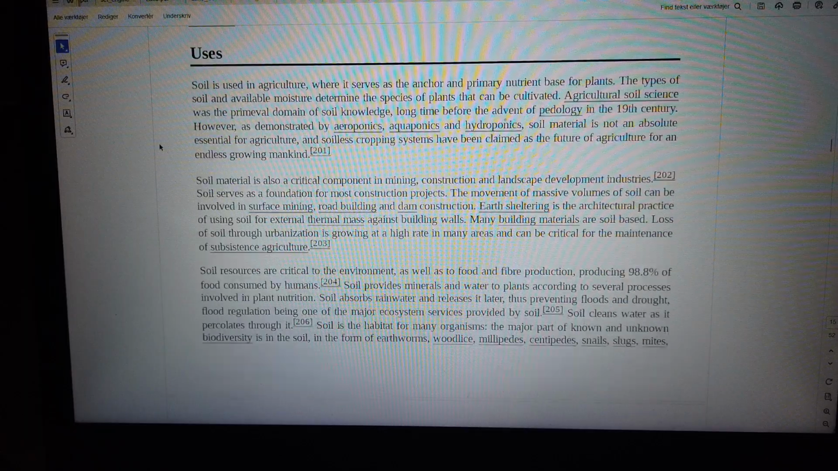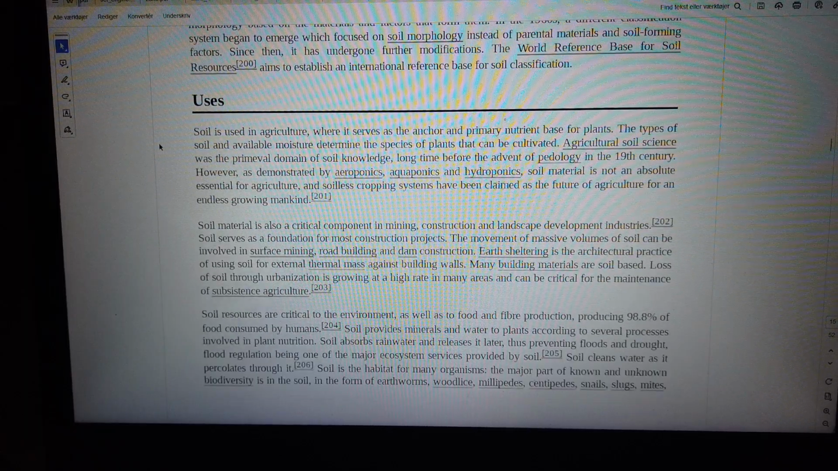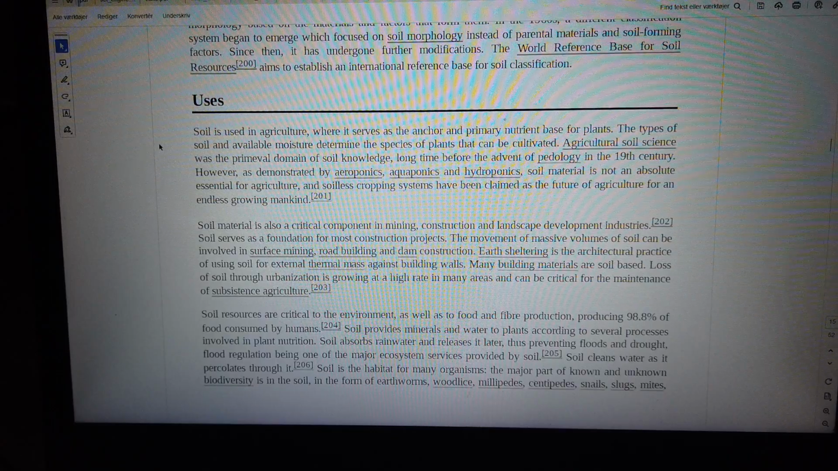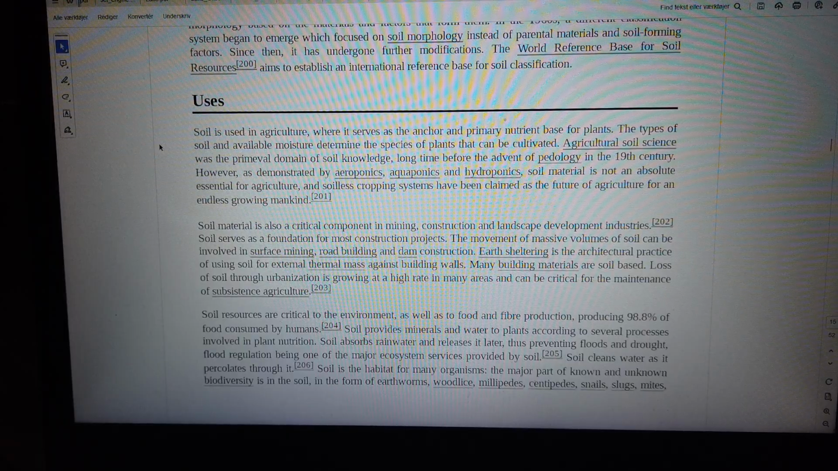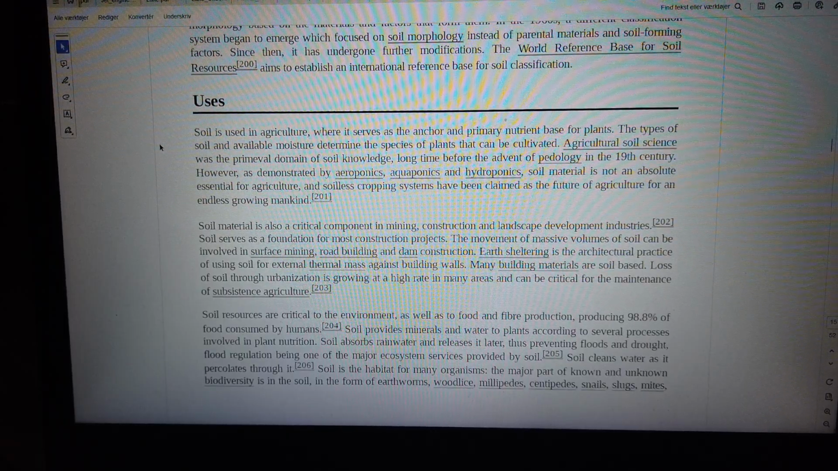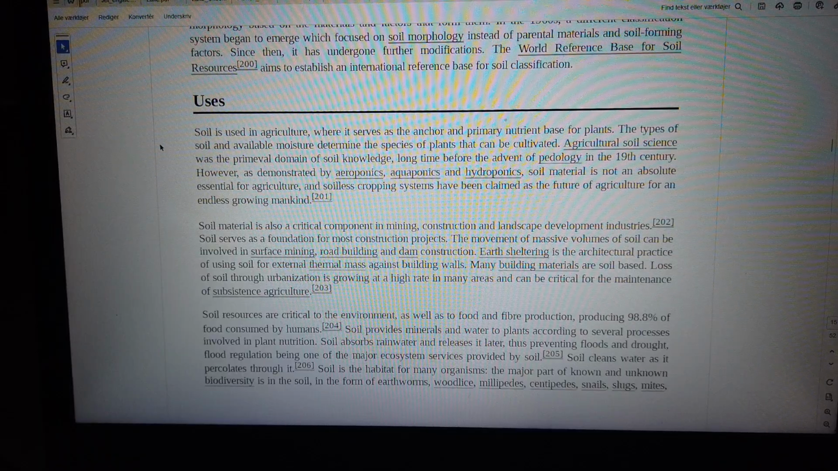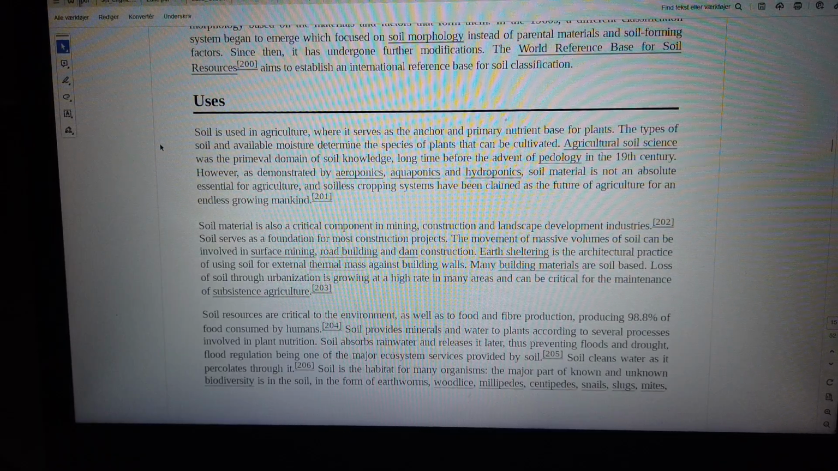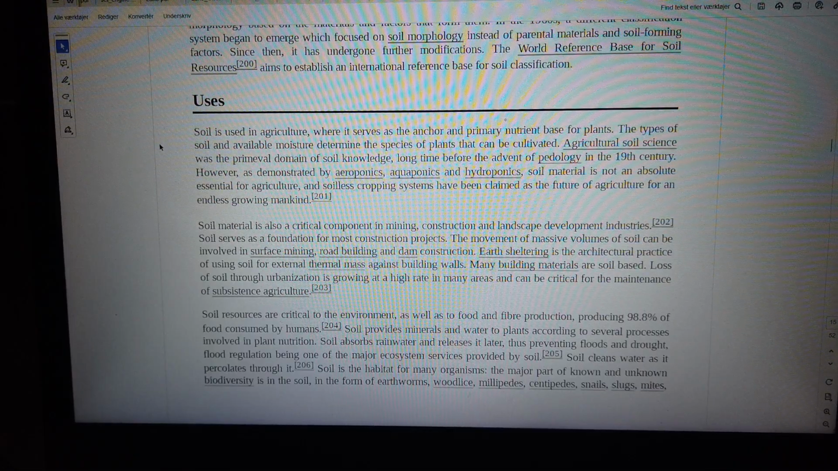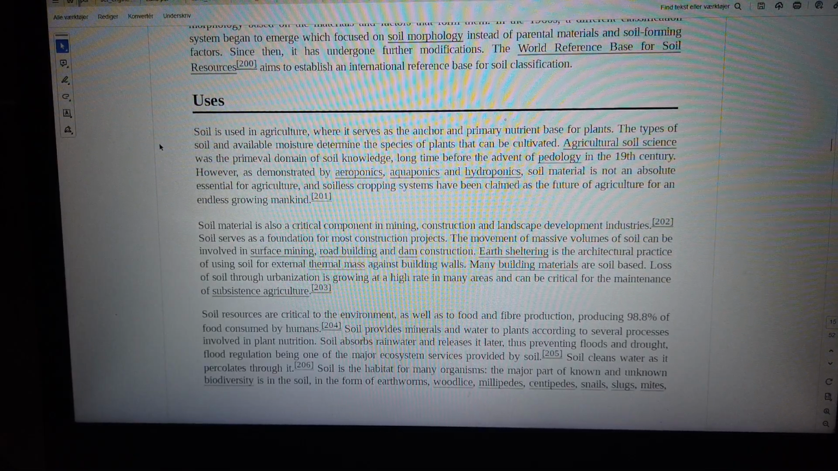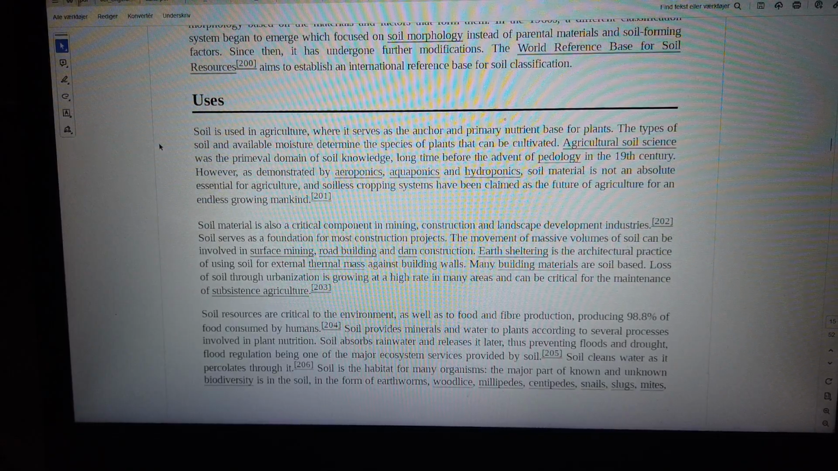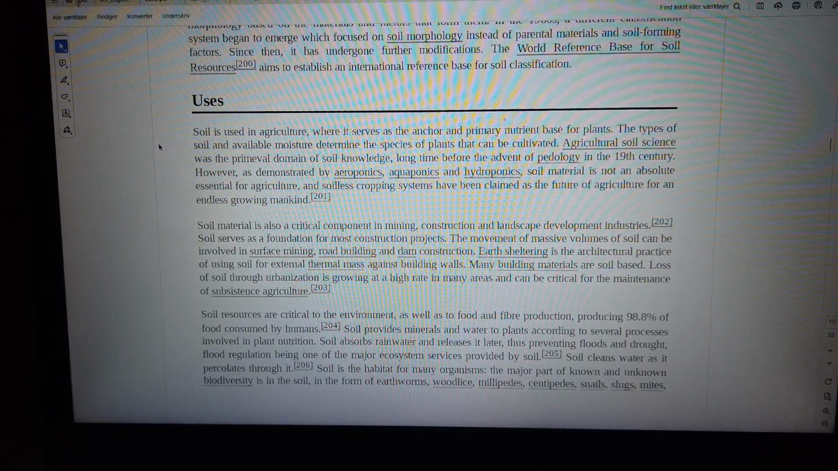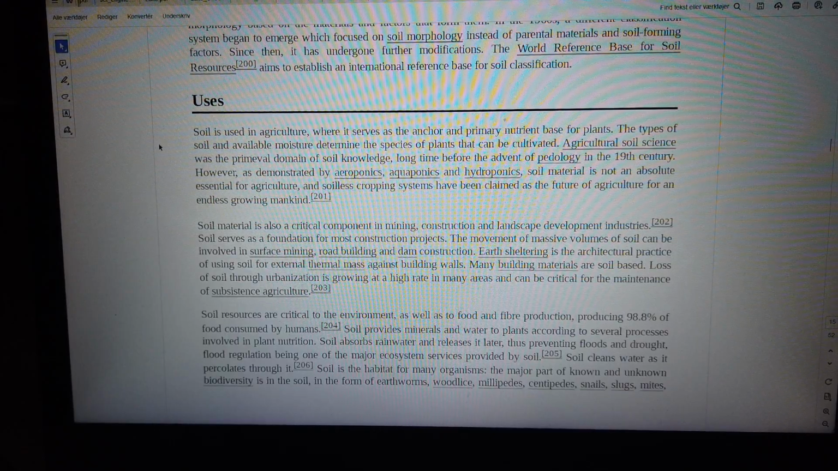Uses. Soil is used in agriculture, where it serves as the anchor and primary nutrient base for plants. The types of soil and available moisture determine the species of plants that can be cultivated. Agricultural soil science was the primeval domain of soil knowledge, long time before the advent of pedology in the 19th century. However, as demonstrated by aeroponics, aquaponics and hydroponics, soil material is not an absolute essential for agriculture, and soilless cropping systems have been claimed as the future of agriculture for an endless growing mankind.